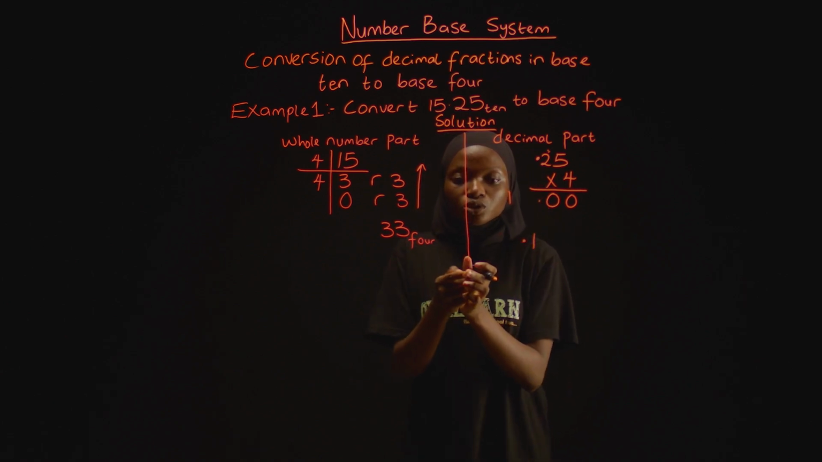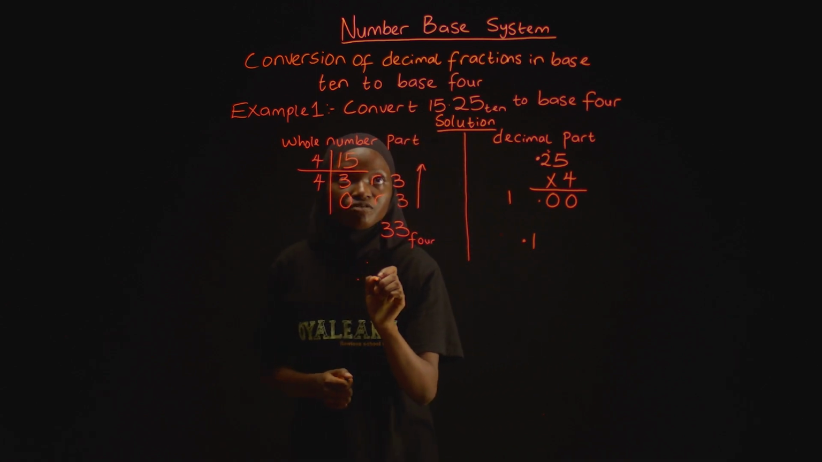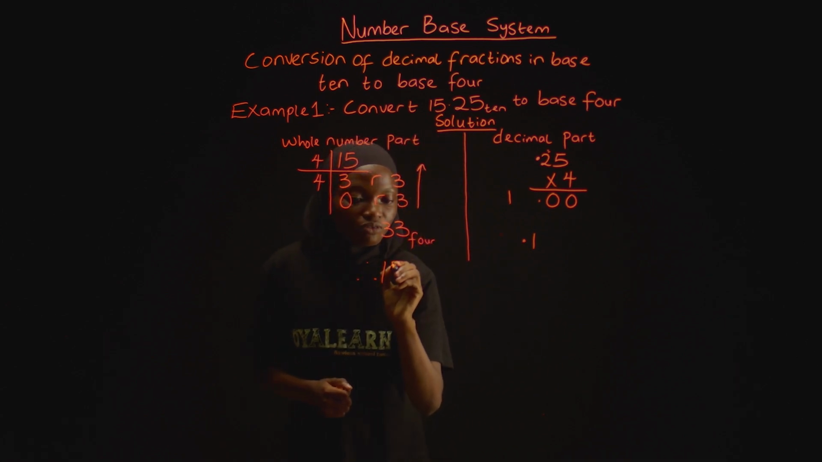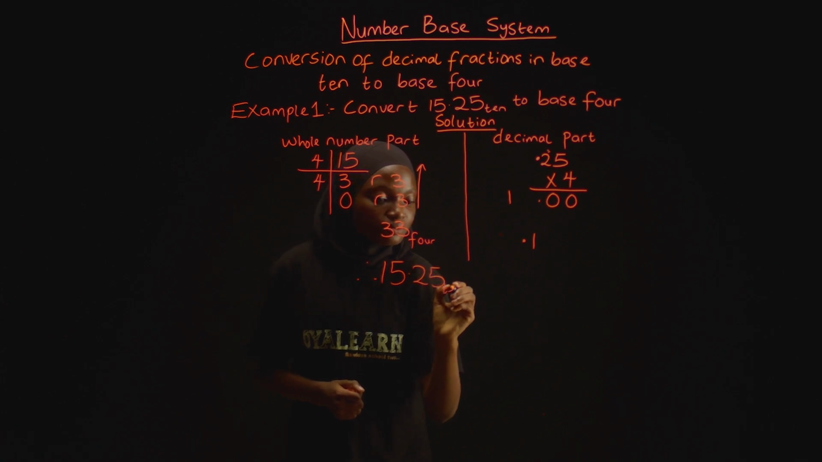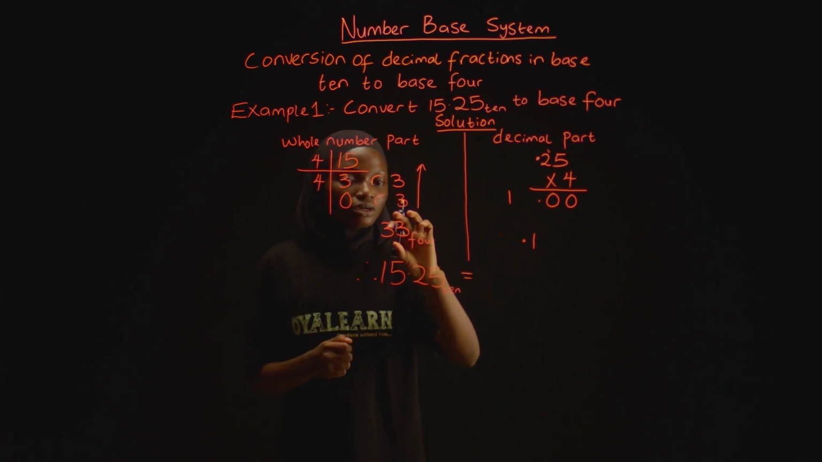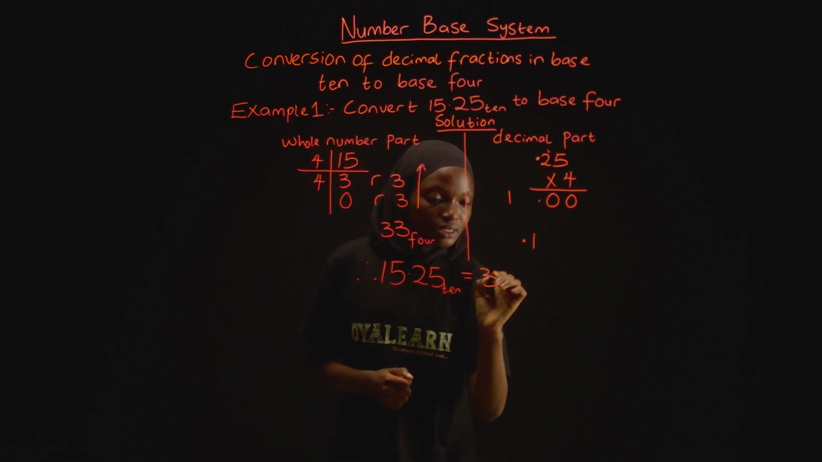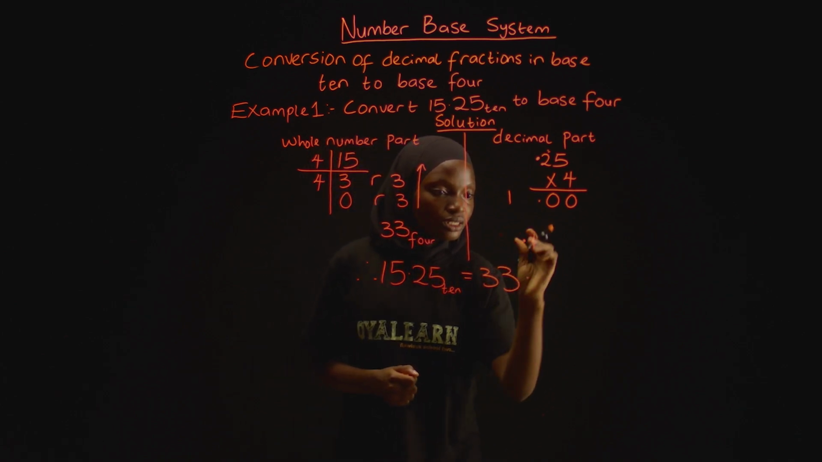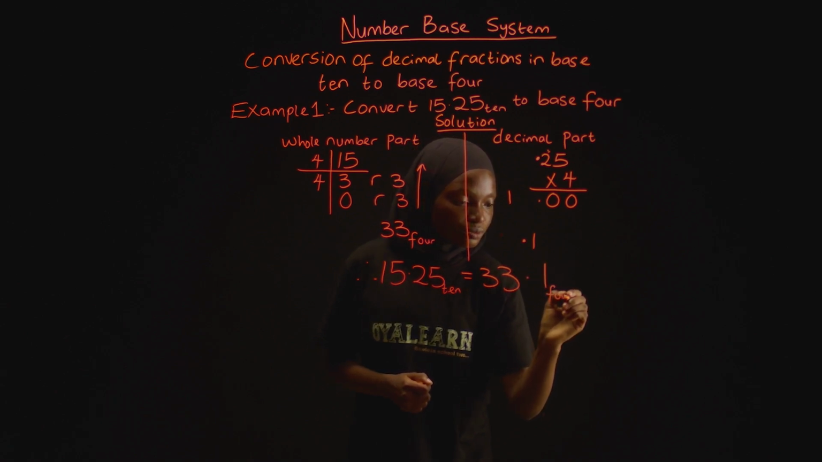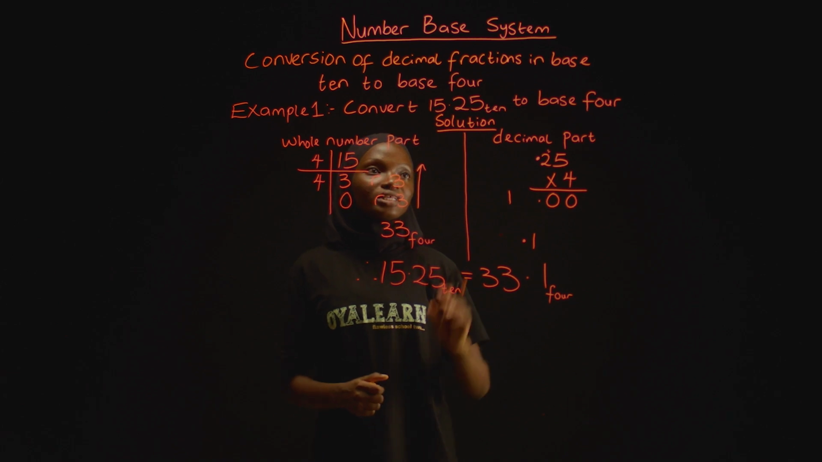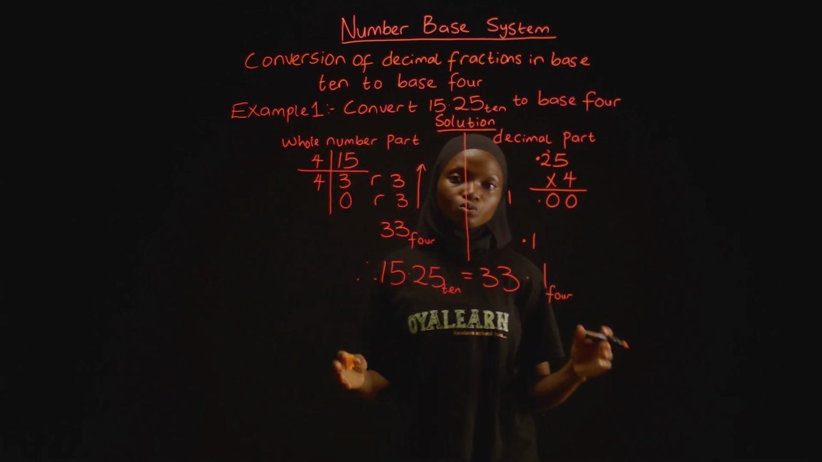Now you combine the results together. Therefore, 15.25 base 10 equals the whole number part 33 point the decimal part 1 base 4. And that's how to convert a decimal fraction in base 10 to base 4.